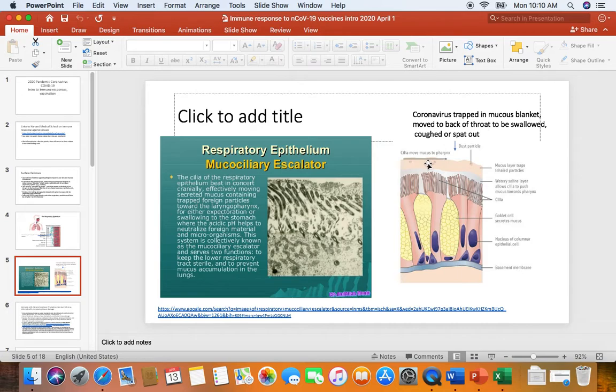The problem is if folks, say, have been smoking for a long time, there are all kinds of toxins in cigarette smoke that can damage these ciliated cells. So people that have been smoking for long periods of time, their mucociliary escalator doesn't work very well.